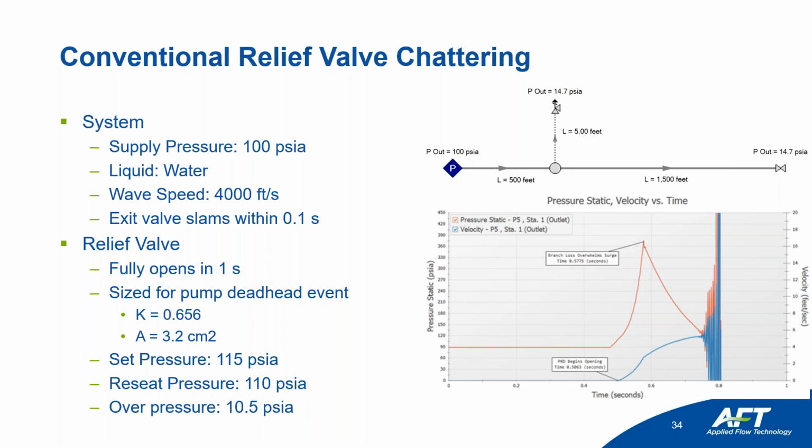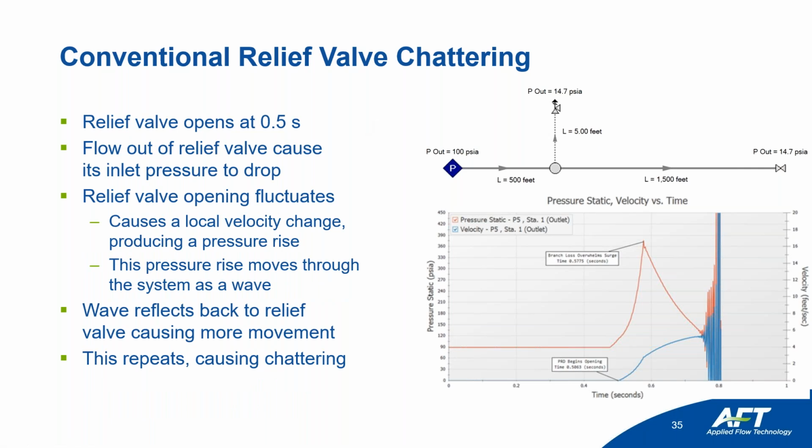At that time, you can see that it cracks open at about half a second. And that's in response to the pressure rising at the branch, which would be the red line. As the pressure rises up in the branch, eventually it reaches a point where it is relieving enough fluid and it's able to drop the pressure back down. But as the pressure drops, it falls below the reseat pressure, which causes the relief valve to close, which raises the pressure, which causes it to open, which simulates a chattering effect.